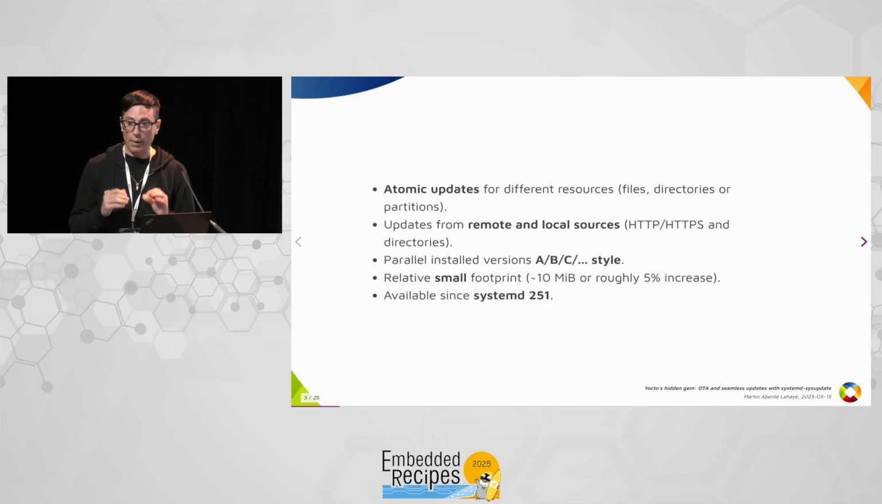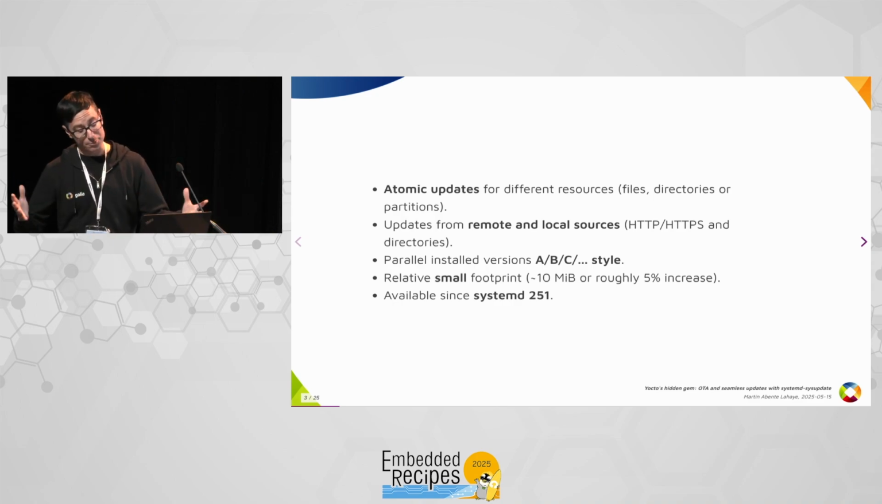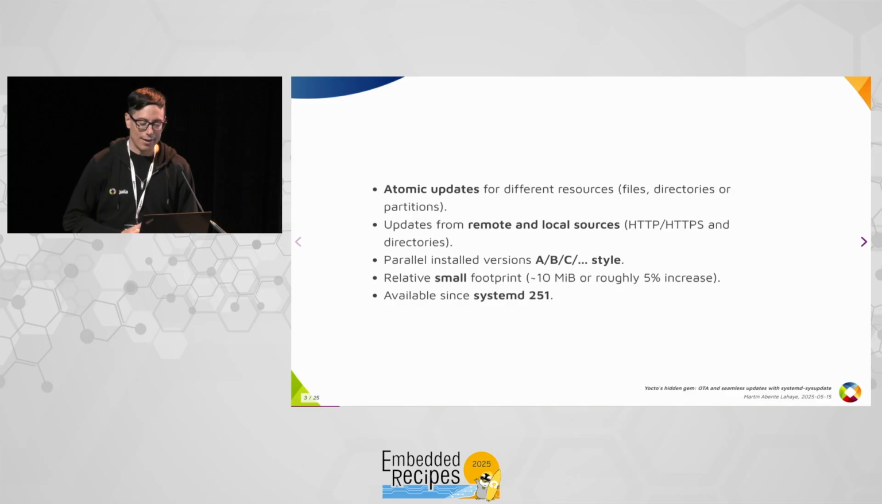You can have parallel installed versions of these resources, in an A, B, C, or whatever style. And it's relatively small, depending on how you see it. For example, in the demo that I'm going to show, it's 10 megabytes and roughly 5% of the original image that didn't have the tool enabled before. And the most important thing, this is available since systemd 251. So it's already available in some of the LTS versions of the Yocto project.